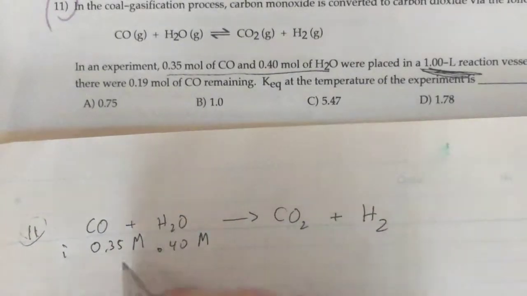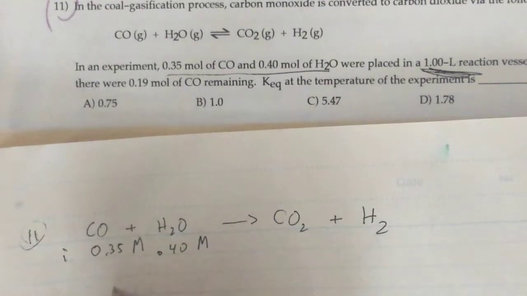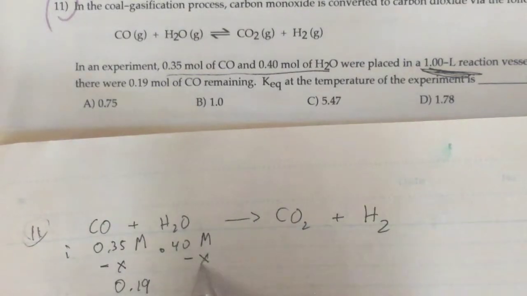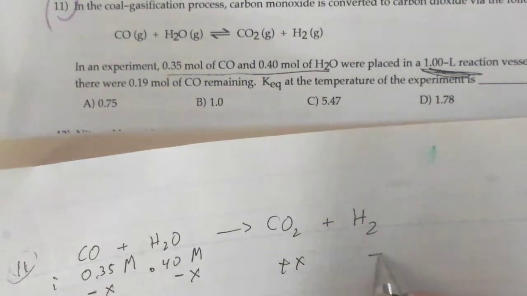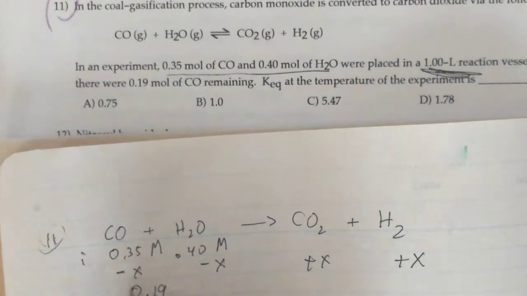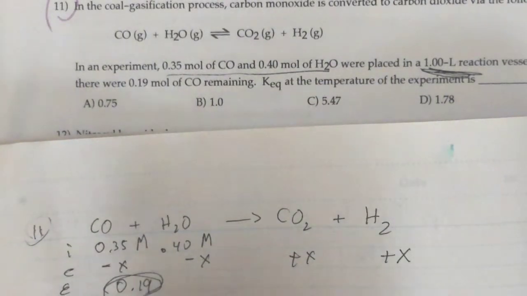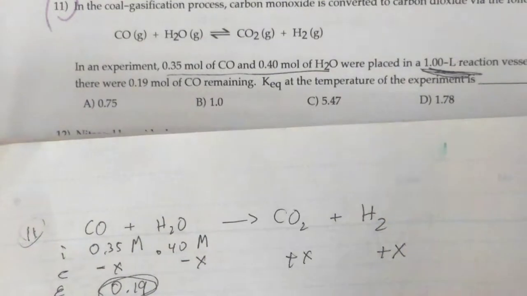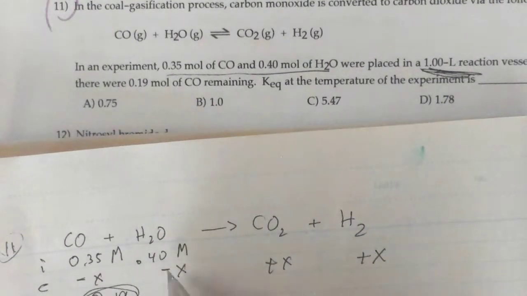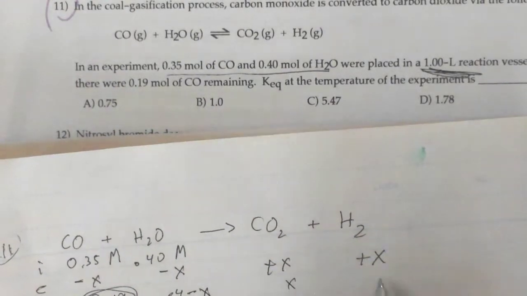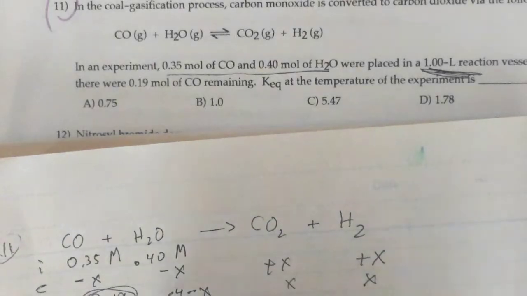Okay, so at equilibrium, CO is going to be 0.19. So that's minus X, plus X, plus X. Now, you can quickly figure out X because 0.19 is equal to 0.35 minus X, right? Each one: this is going to be 0.4 minus X, this is just X, this is just X. So we can find out X here.